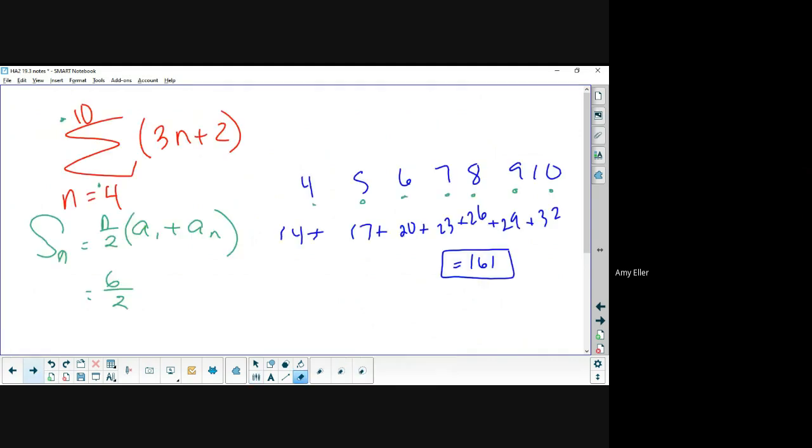So we have 7 terms. My first term, just make sure you don't plug in 1. The first term you're supposed to plug in is 4. So plug 4 in. 3 times 4 is 12. 13, 14. This is a sub 4. And then plug in your last term, which is 10. 32.